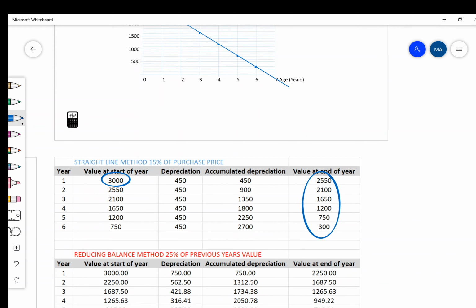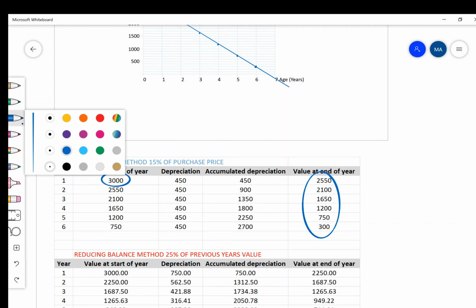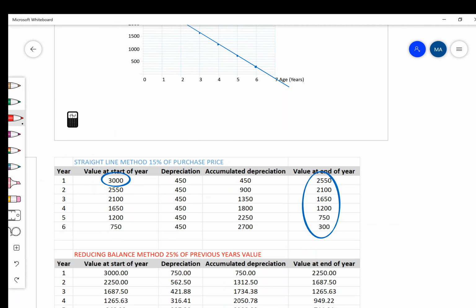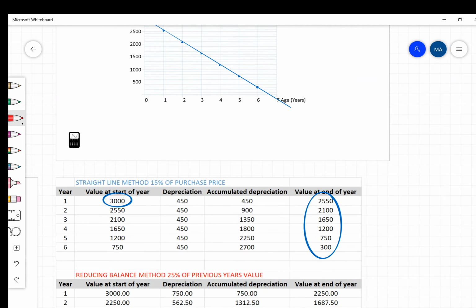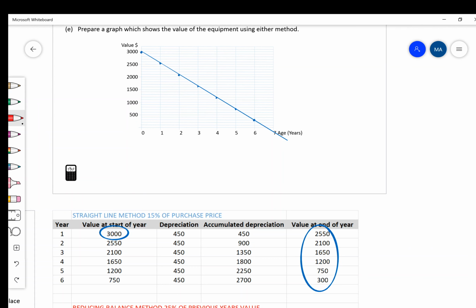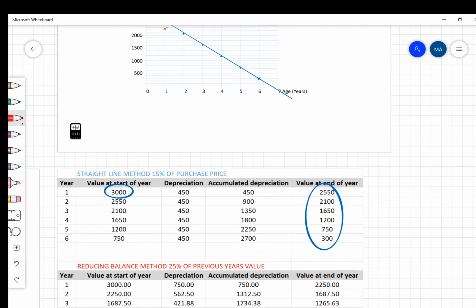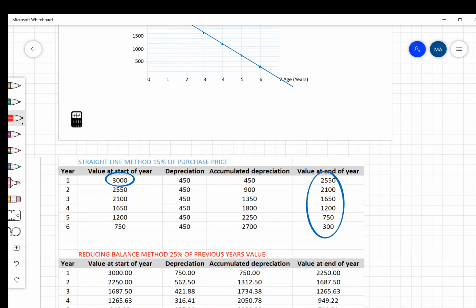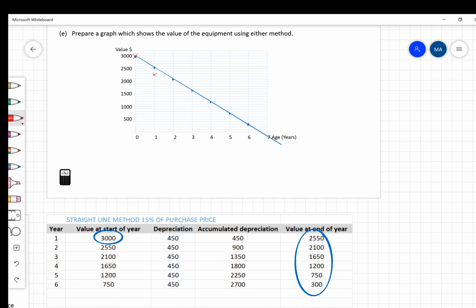So it starts at the same value, which is $3,000. And then it goes down to 2,250 after the first year. So 2,250 right there. So you see it dips below the straight line method for that year. Dips really quickly at first, but then it'll pick up later. Okay, 1,687.50.